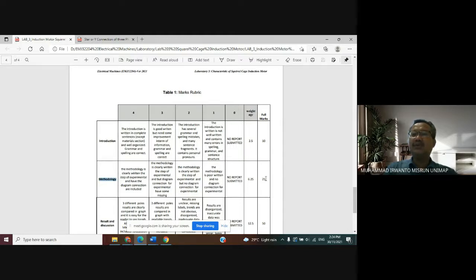The full mark here is 25. The full mark is achieved if 4 here will be given, by the weighted 6.25. Therefore, the methodology is clearly written, the steps of the experiment are clear, and the connection diagram is included.